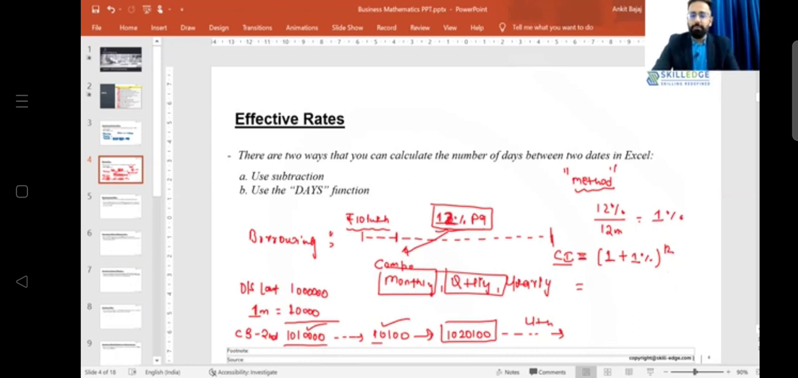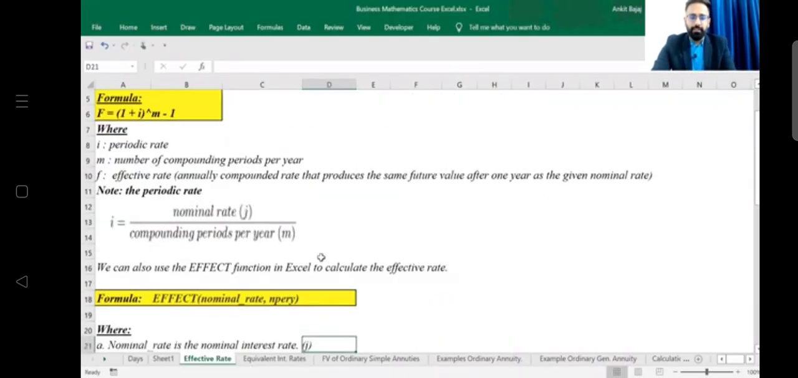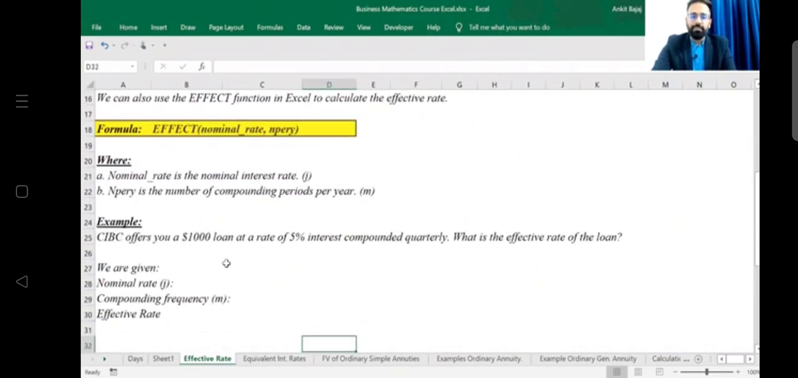In Excel, we will be able to solve this question in a fraction of a second. So I will show you in Excel how you can solve this particular case. We have to use a formula. There is a function called EFFECT, and I will teach you how you can use this formula.